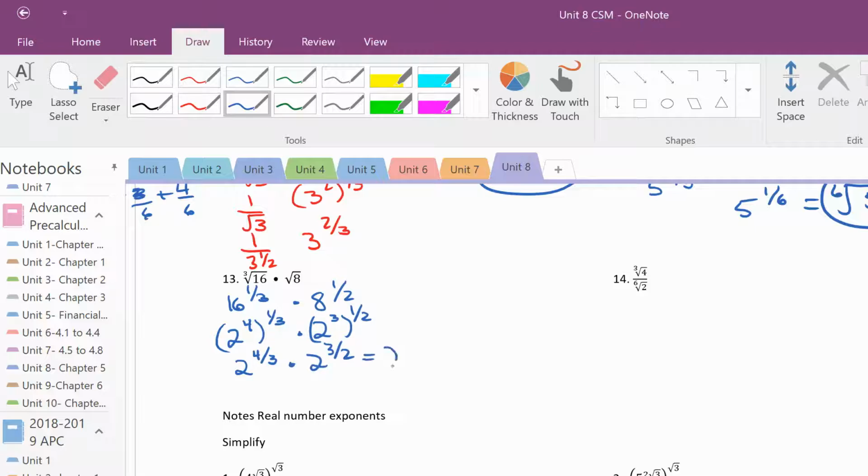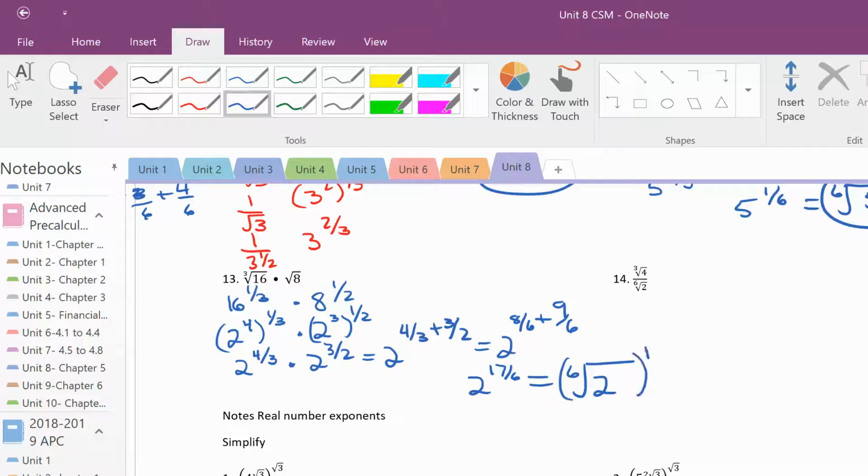And then you add. So it's 2 to the 4/3 plus 3/2. So getting a common denominator would be 6. So you've got to multiply it. So it's 8/6 plus 9/6. So it's 2 to the 17/6, and when you change that, that means it's the 6th root of 2 to the 17th power, like that. All right.